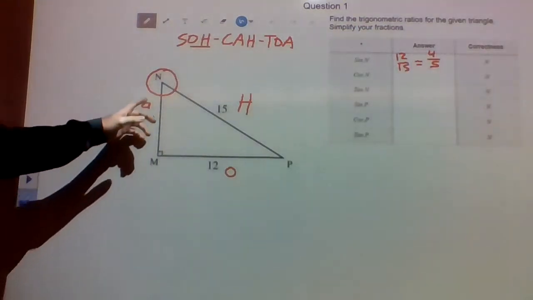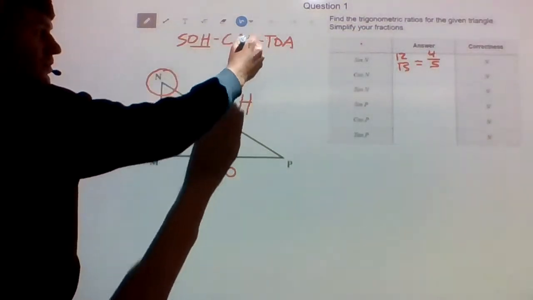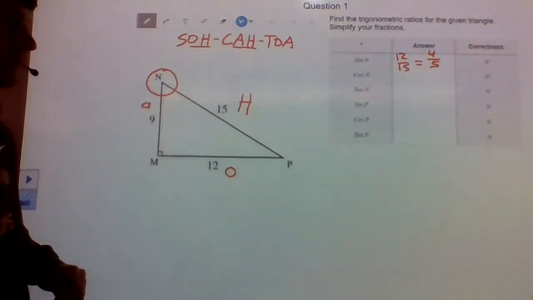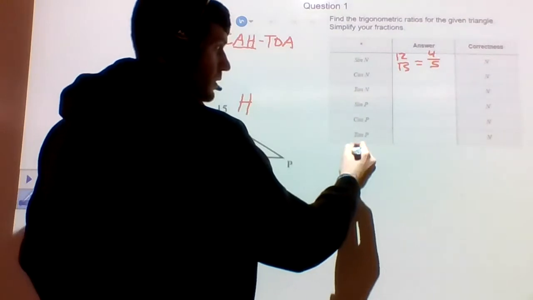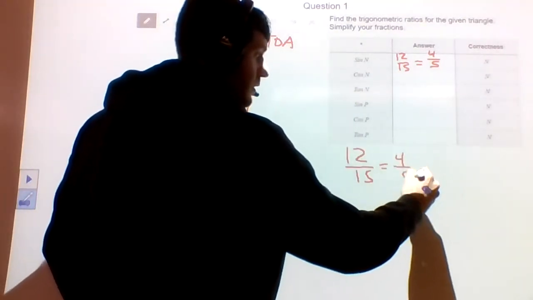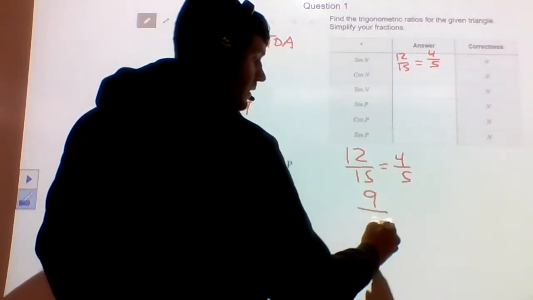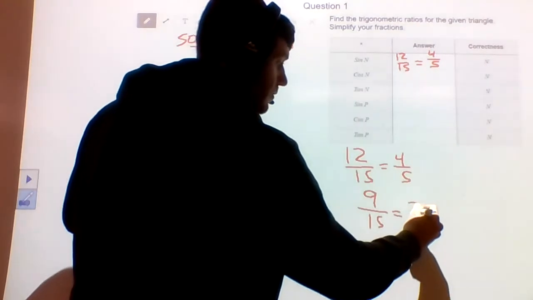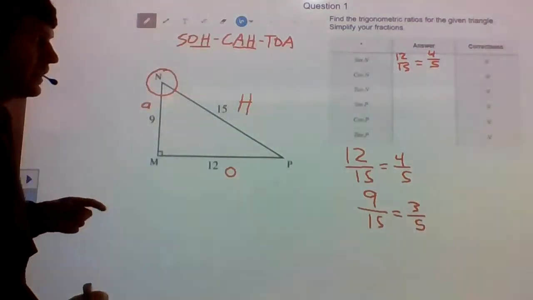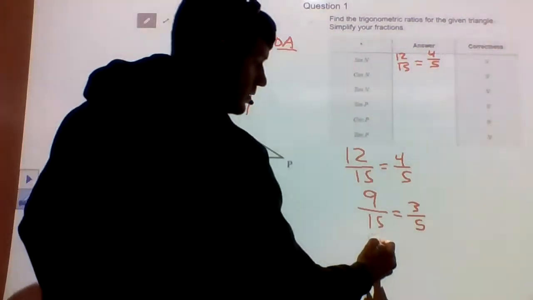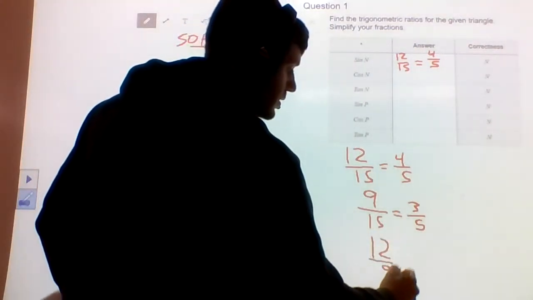Okay. Cosine is adjacent over hypotenuse, so that's going to be 9 over 15. So I'm just going to write it down here so I have more room. So the first one was 12 over 15, which we reduced to 4 over 5. Second one, adjacent over hypotenuse, that's 9 over 15, which is going to be 3 over 5. And then tangent is opposite over adjacent, so that's going to be 12 over 9, which is going to be 4 over 3.